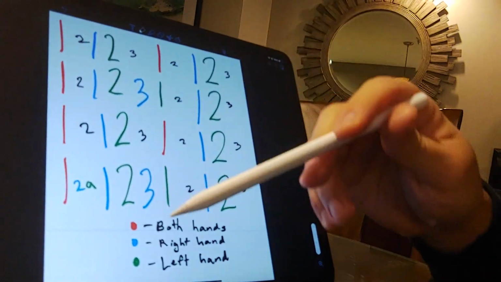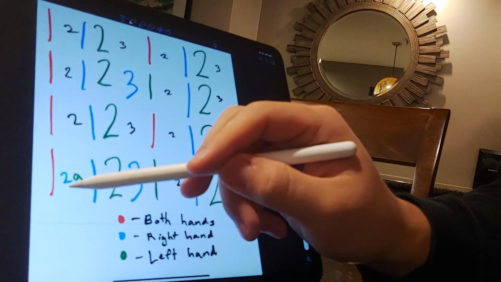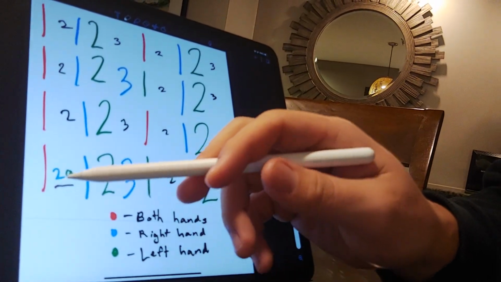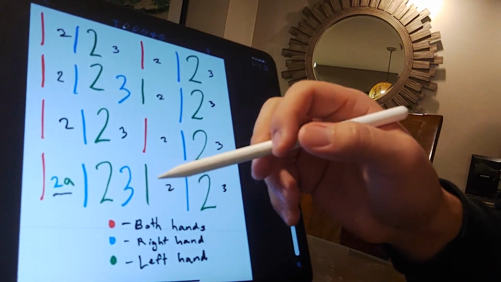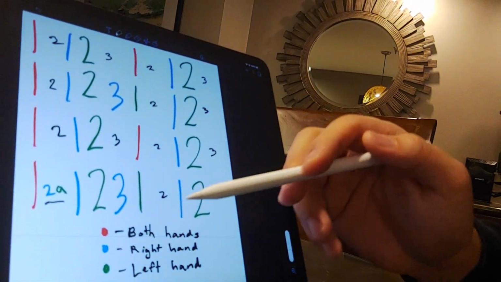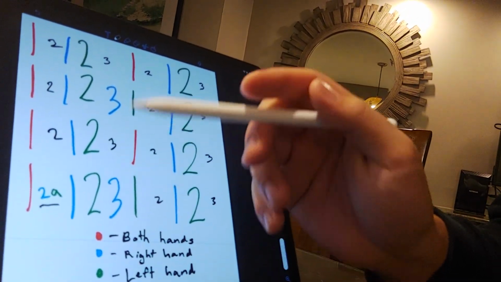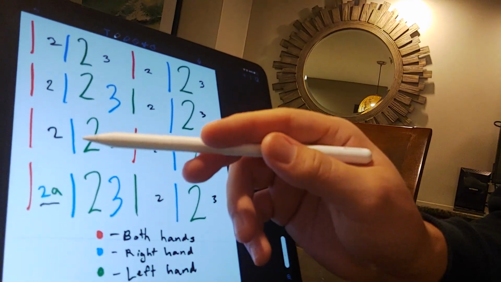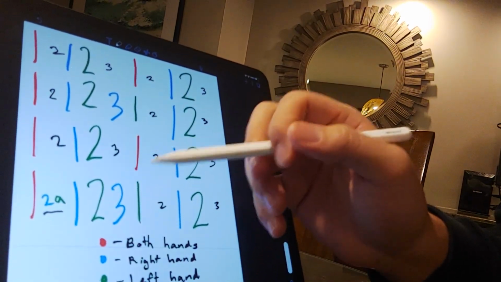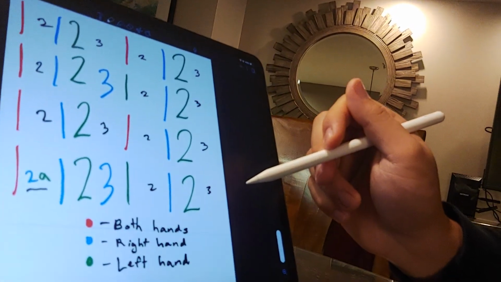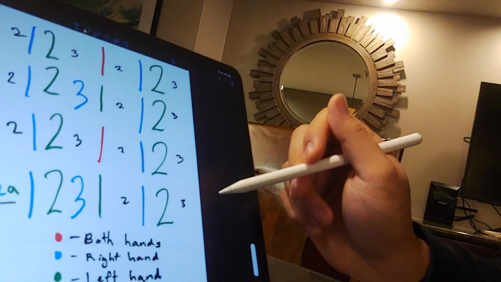And then the fourth line, remember there's this little tricky part over here. It's gonna be 1 2 and 1 2 3 1 2 1 2 3. So if you're wondering which hand plays when, it's just gonna be both, right, left, left, rest, right, left, rest, like that. So yeah, that's gonna be the first part of the intro.